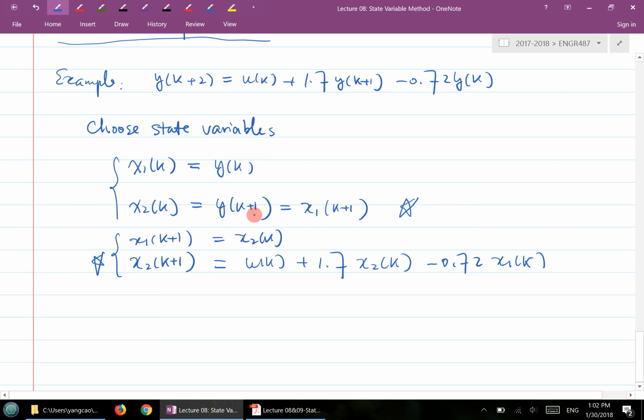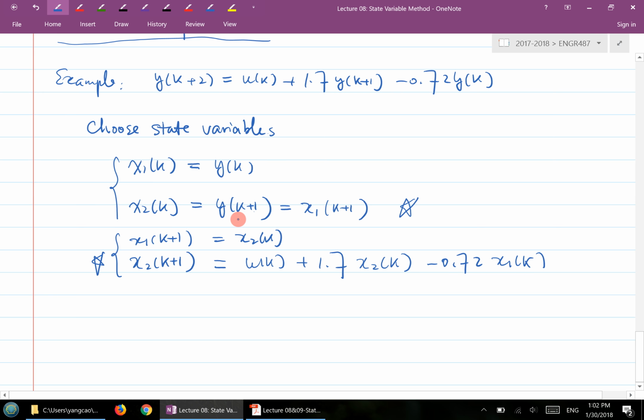You have to be careful here. If I have y of k plus 1, then I can get y of k. If I have this number sequence already, y of k plus 1, how do I get y of k? We just shift backward one step, right? But this is the future, so you don't know the future yet. You see the point? When you have y of k, you're not going to be able to get y of k plus 1.